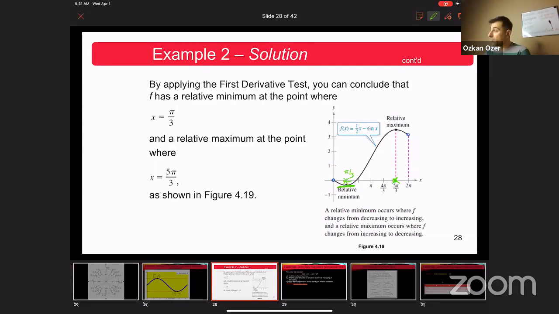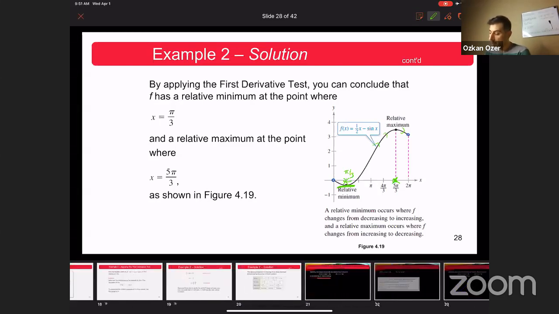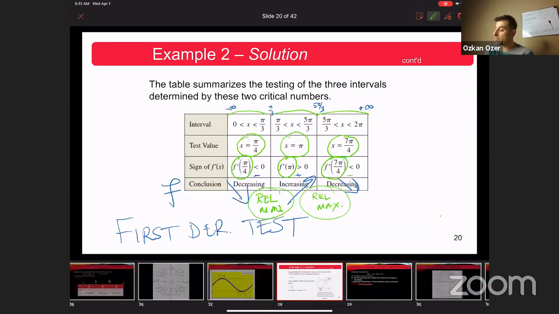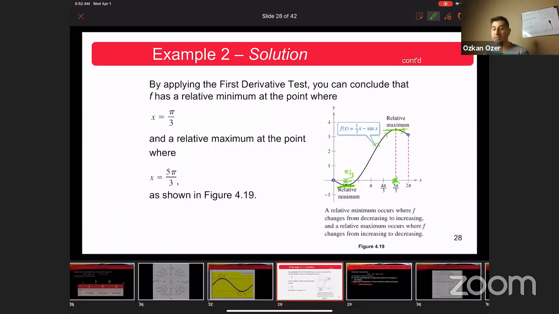And at 5 pi over 3, you keep increasing and increasing, and then you start decreasing across the critical point. So we do have a relative maximum, and here we go. When you graph that, you have a horizontal tangent line at the critical point, and that critical point in fact spits out a relative maximum value for the function f. Okay. Are there any questions so far?